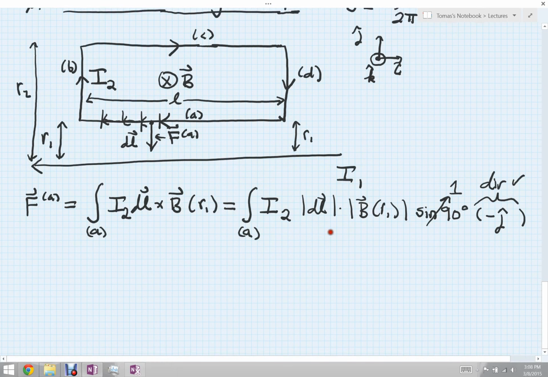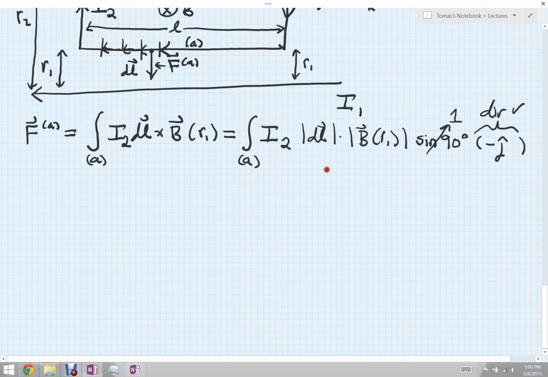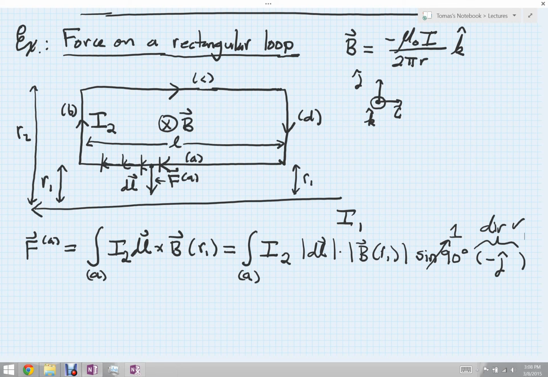We can continue here and simplify. The magnetic field, its magnitude, we actually know. That comes to us here from above. That's just mu naught times I over 2 pi times the relevant distance. In this case, we are always at distance r1. So that's a very nice result for us because that's going to be constant.